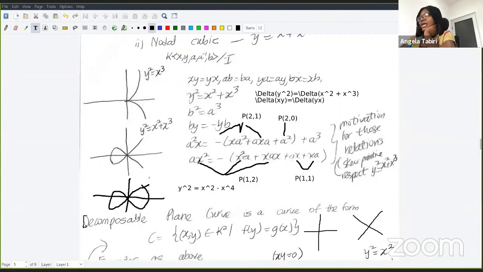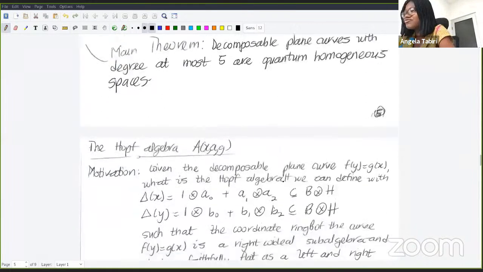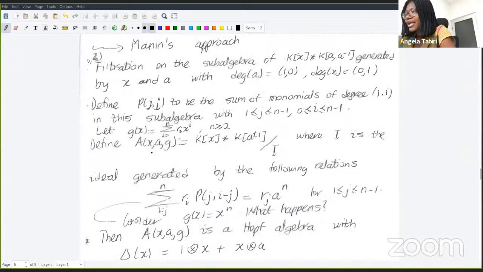Okay. Now, as I mentioned initially, we see that the A degrees are the same for each of the P's in our relations. Now we define this algebra we are interested in. We call it AXAG, where G is coming from the right-hand side of your decomposable plane curve. We define it to be the quotient of your free algebra by some relations. What are these relations?